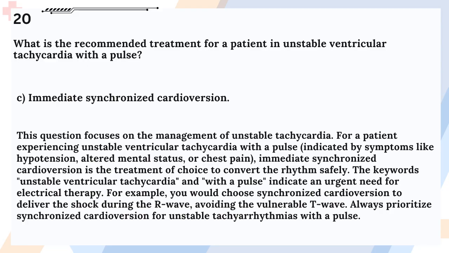The keywords unstable ventricular tachycardia and with a pulse indicate an urgent need for electrical therapy. For example, you would choose synchronized cardioversion to deliver the shock during the R wave, avoiding the vulnerable T wave. Always prioritize synchronized cardioversion for unstable tachyarrhythmias with a pulse.